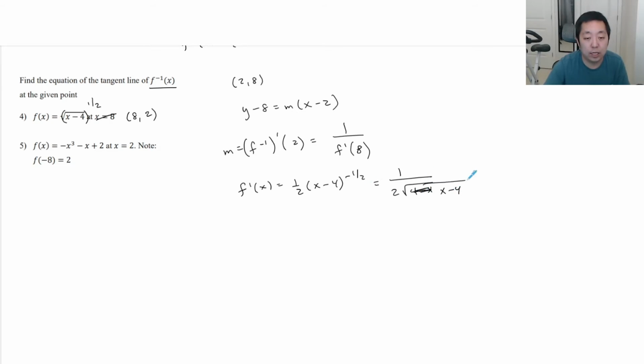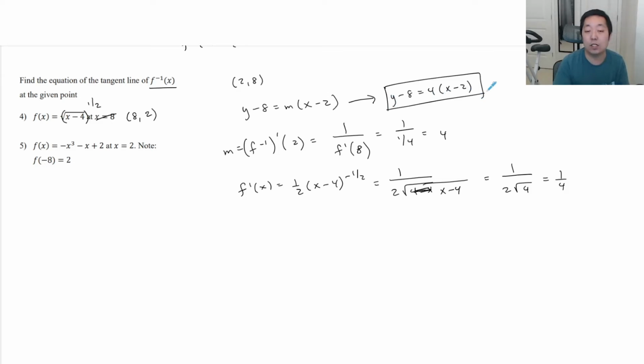If I plug in 8, it's going to be 1 over 2 root 4, or 1/4, right? Root 4 is 2, 2 times 2 is 4, so 1/4. So this is 1 over 1/4, which is 4. So then our answer is y minus 8 is equal to 4 times x minus 2. And in AP Calculus, it's perfectly acceptable to leave it in point-slope form and not deal with anything like that. Okay. Same thing here.